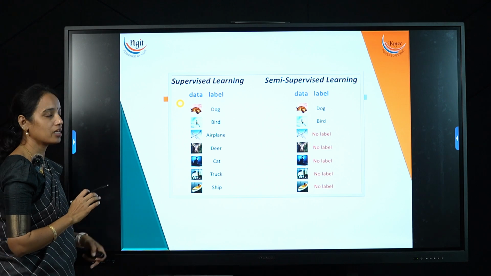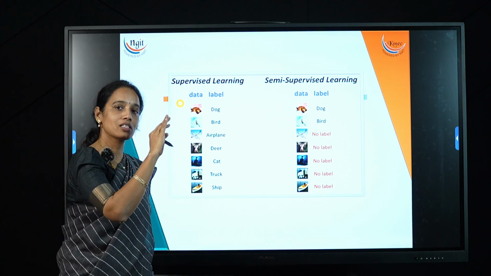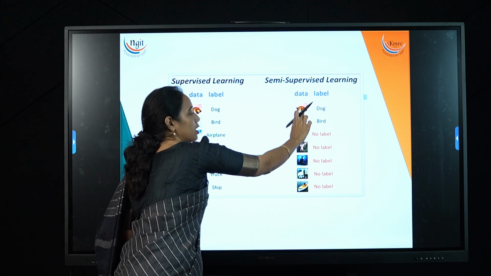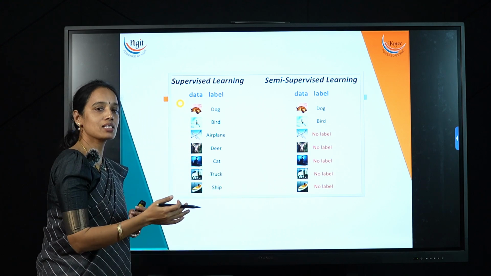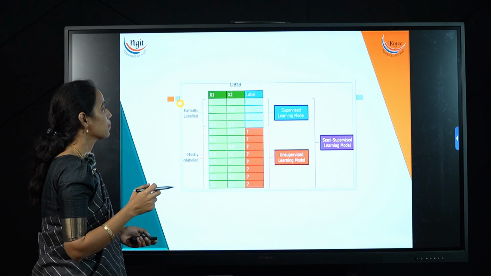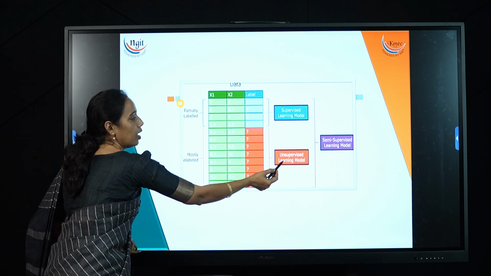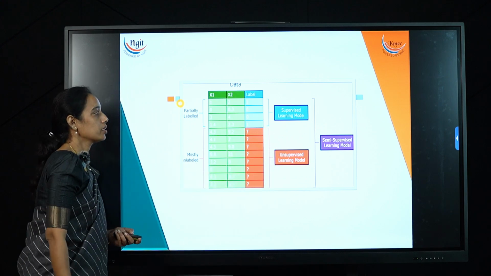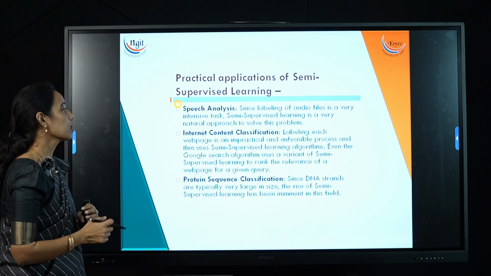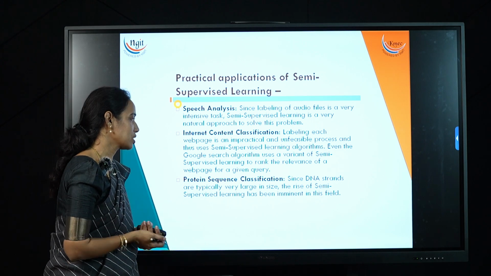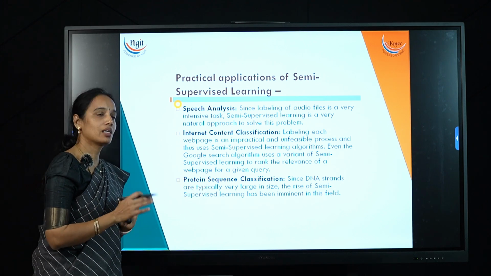In supervised learning, we give labeled data, whereas in semi-supervised learning, since it is supervised and unsupervised, some part is labeled and some part is not labeled. Here you can see that most of the data is unlabeled and some part is labeled: partially labeled, mostly unlabeled. A combination of a supervised and an unsupervised learning model gives the semi-supervised learning model. Practical applications include speech analysis, internet content classification, and protein sequence classification in DNA strands, where semi-supervised machine learning has been eminent.